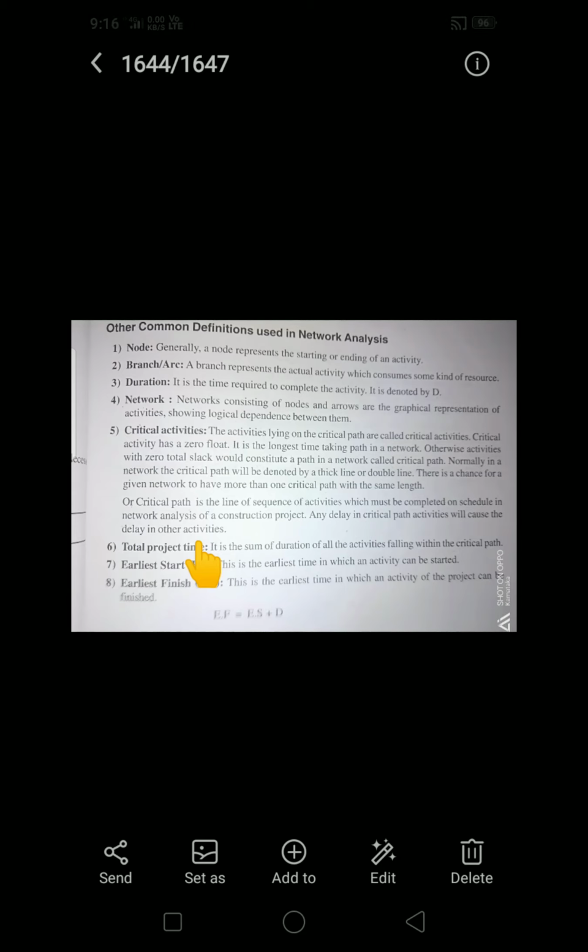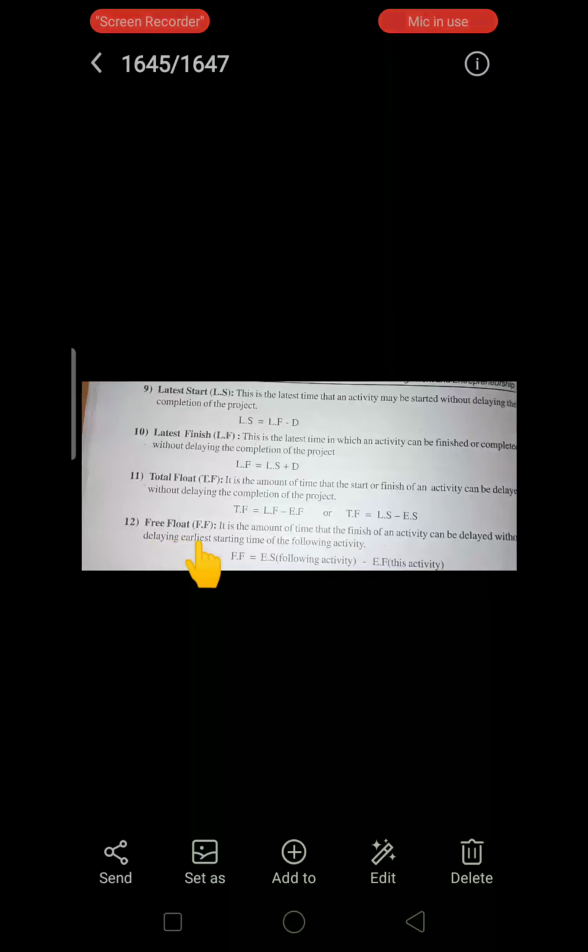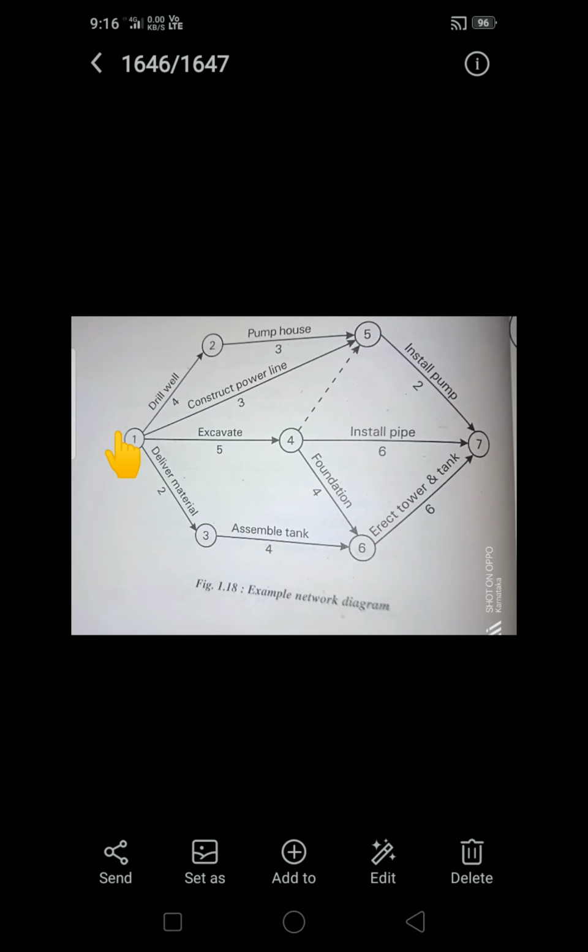Node is nothing but it represents the starting and finishing of an activity. Next one is the branch or arc. It represents the actual activity which consumes some kind of resource. Branch or arc or arrow, you can say. Some graphical representation we are using to represent the activities, so this arrow we call the arc or branch. Activity is nothing but something which consumes some resource.